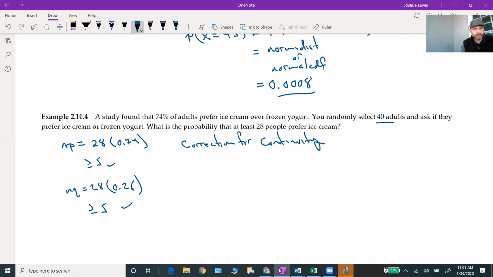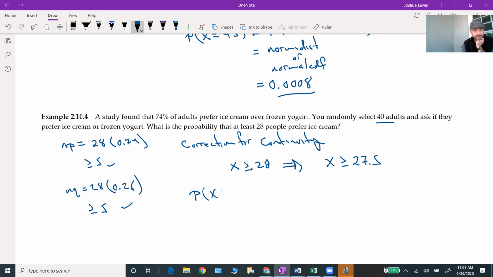So under the binomial perspective, at least 28. So I need greater than or equal to 28. I need to lengthen my interval just a little bit to put 28 properly inside the interval. I don't want my interval to start at 28. I want to put 28 inside. So my correction for continuity is going to be x greater than or equal to what? 27.5. Okay.